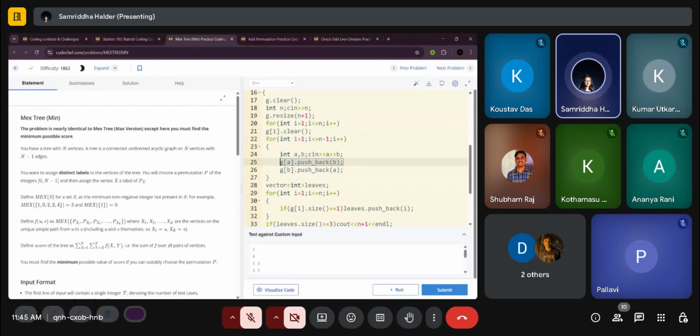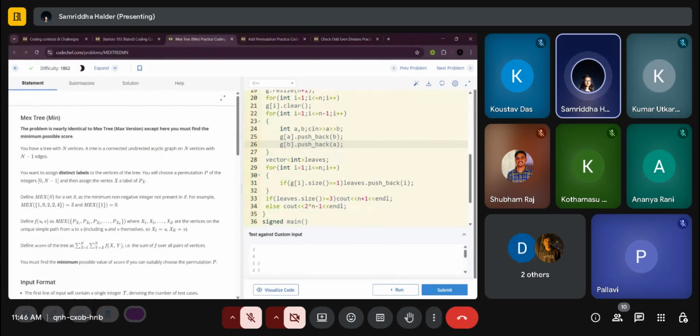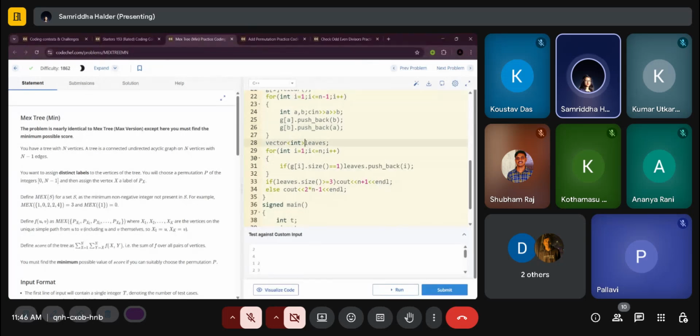Now, why are we writing g[a].push_back(b) and g[b].push_back(a)? Because it is undirected. Here it's written, it's an undirected acyclic graph. So that means when a is connected to b, b is automatically connected to a. Now vector of int leaves, because we need to store how many leaves are there in this tree. According to that, we have formulated the logic. So from 1 to n, we will check if g[i].size() equals 1, because during the explanation also I told that for a node to be a leaf node, it has to be connected to only one parent, because it doesn't have any children of its own. That's why it is a leaf node. So leaves.push_back(i), I am pushing back that particular node.